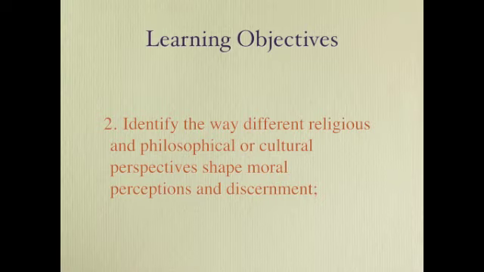The second objective refers to being able to identify the way different religious and philosophical or cultural perspectives shape moral perceptions and discernment. The 5 moral principles we are using here are ones that have a prominent place in the mainstream philosophical traditions that have developed in the modern West, Europe, and North America. They, of course, have been heavily influenced by the Jewish and Christian religious traditions that have dominated in these cultures. They reflect the way those of us living in Europe and in North America have tended to think about moral matters in recent centuries.